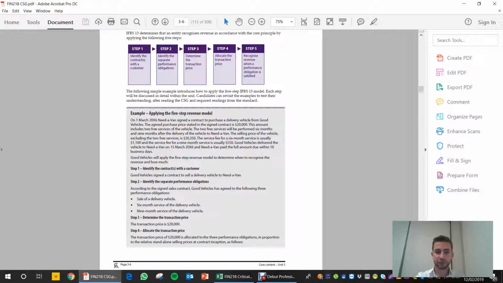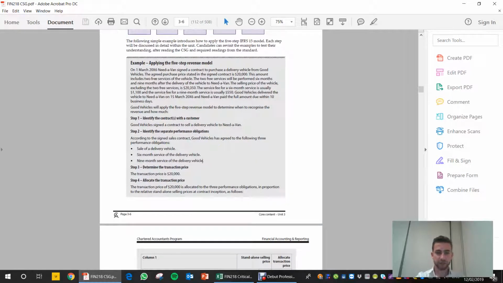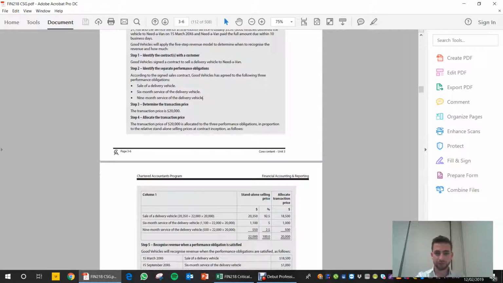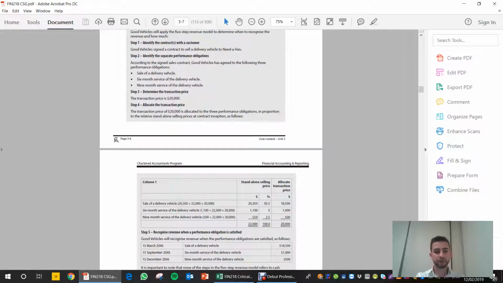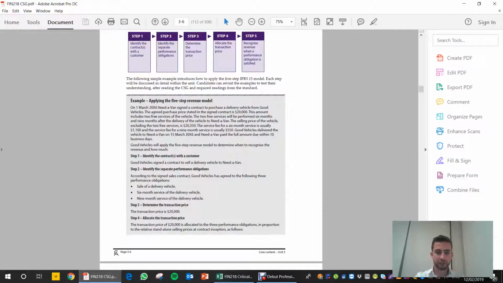So number 3 is determine the transaction price. This is the dollar amount in the contract that you're actually paying, and the agreed purchase price in the contract is $20,000. Number 4 is allocate the transaction price. So you need to split that $20,000 across the items that you're purchasing. The way that you do this is you first look at the standalone selling price of each of those assets. How much would you ordinarily pay for each of those?